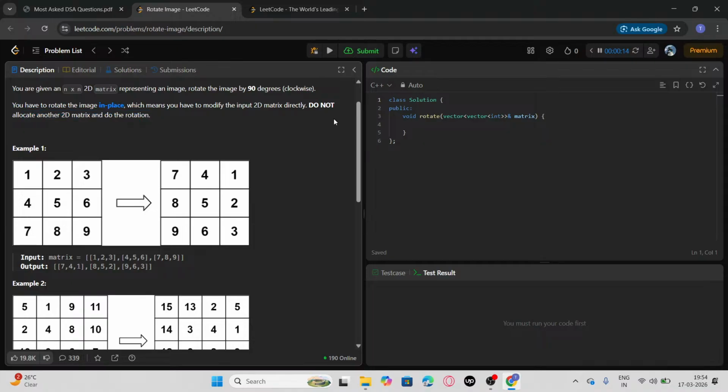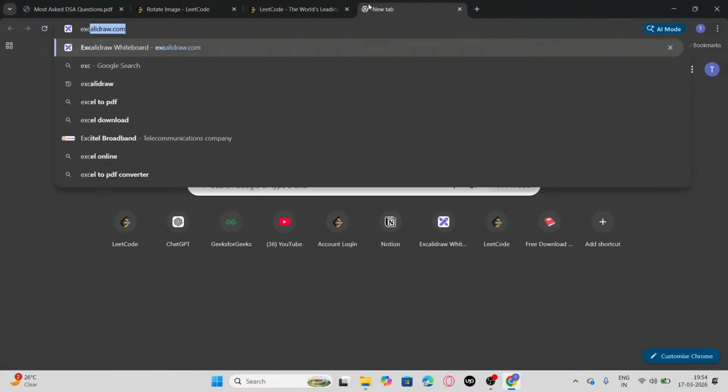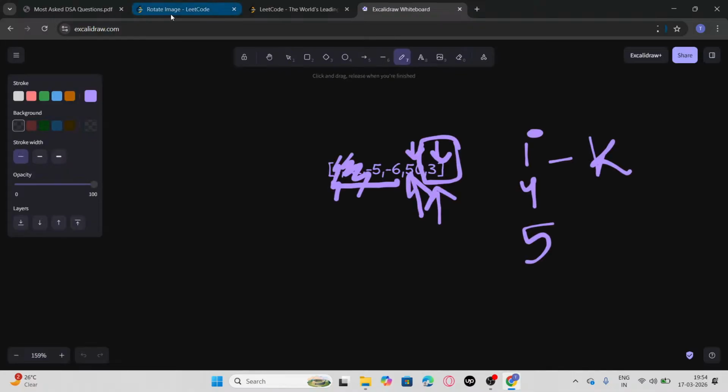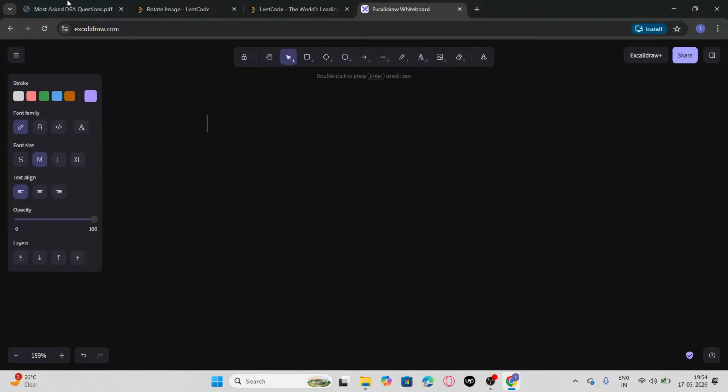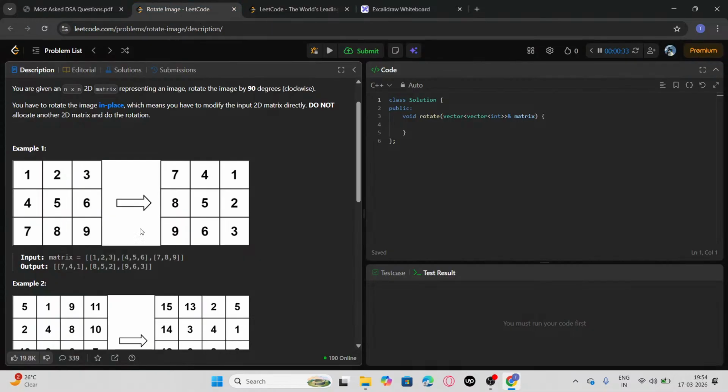What do we have to do? Let's open Excalidraw to understand the problem better, because we need to make an approach. We need to figure out how to solve the problem. Let's just start typing. So this is 1, 2, 3, 4, 5, 6, 7, 8, 9.